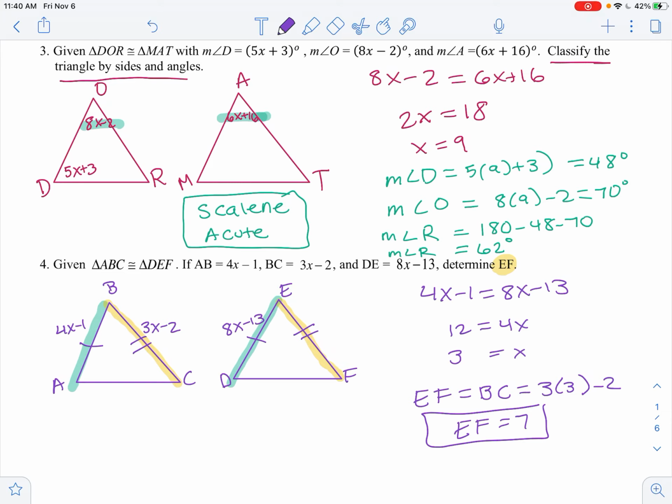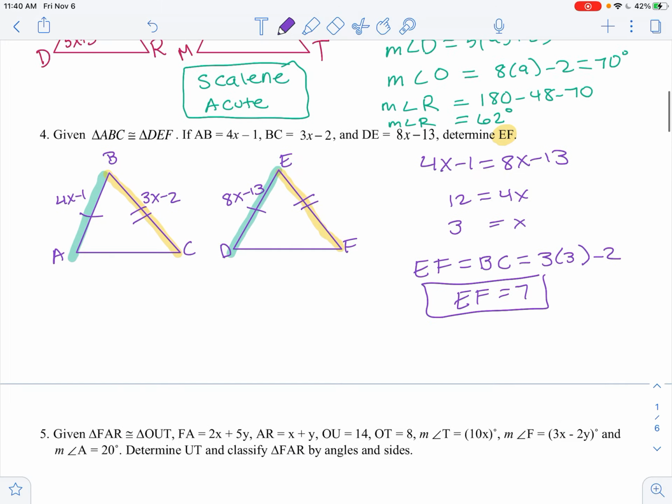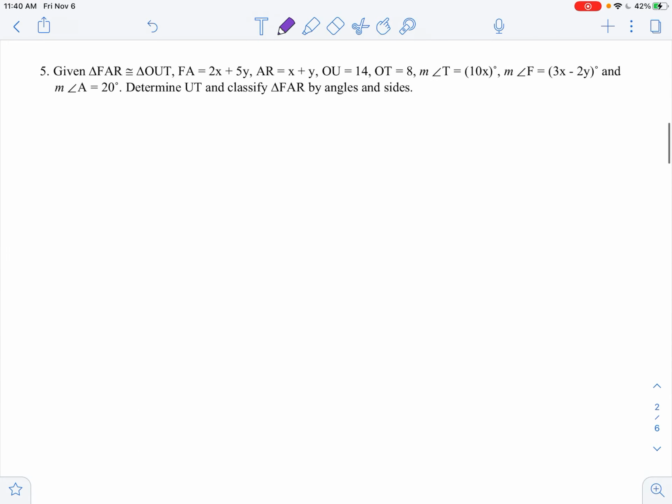All right. Now, last but not least, we are going to look at a systems example. So how do I know this is a systems example? I see both x's and y's, right? So I'm going to have to set up two equations. Now, before I set up any equations, I need to go ahead and draw these triangles. So I do have triangle FAR and then triangle OUT. So I am going to go ahead and draw them both and label them both.